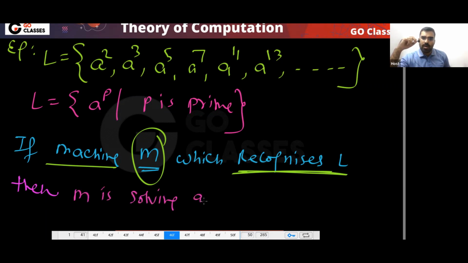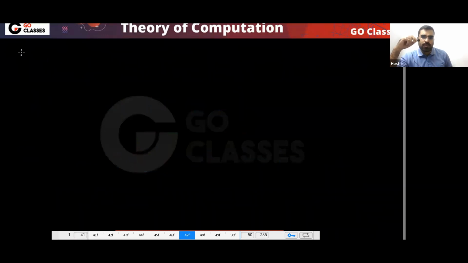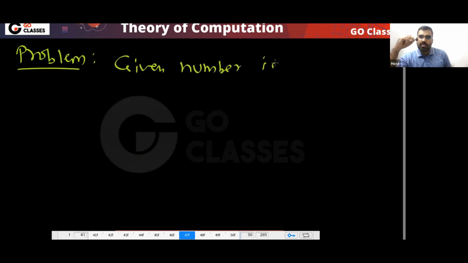What is the problem it is solving? It is solving primality testing, which means detection of prime numbers. It means a given number is prime or not. This problem is solved by M. What problem? Given a number, is it prime or not?